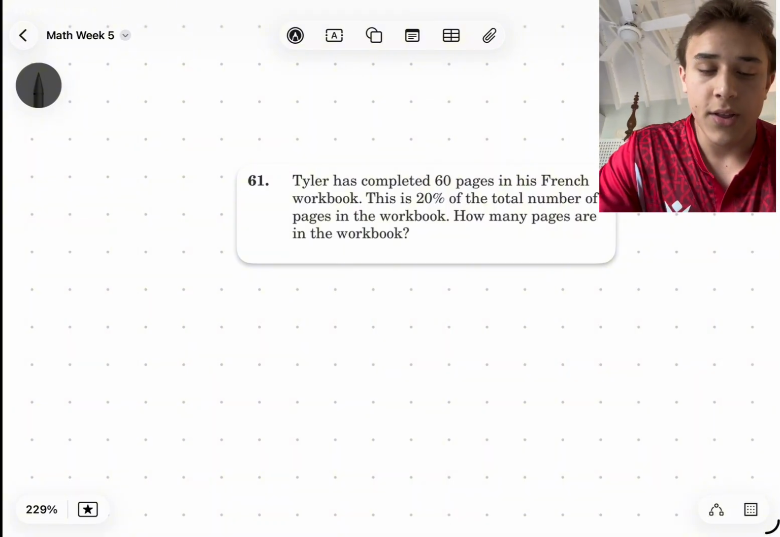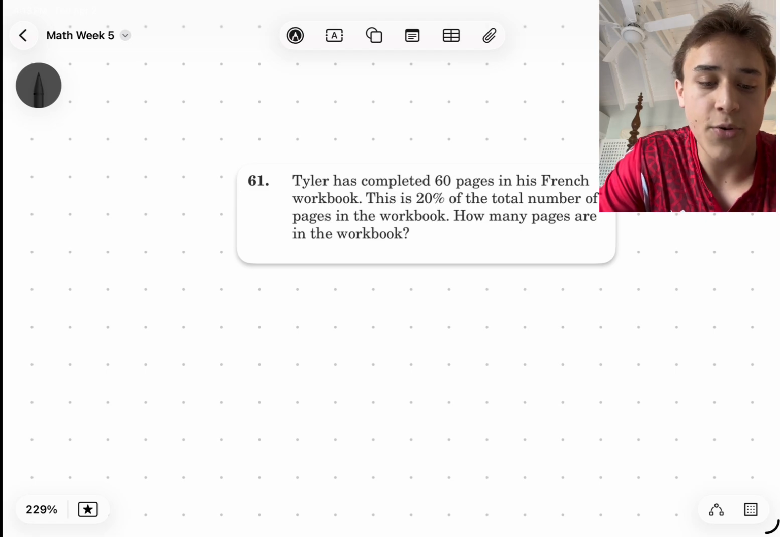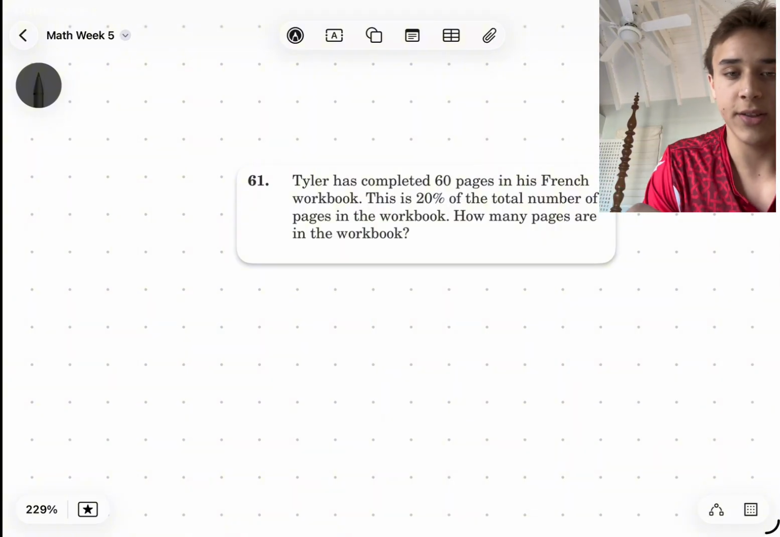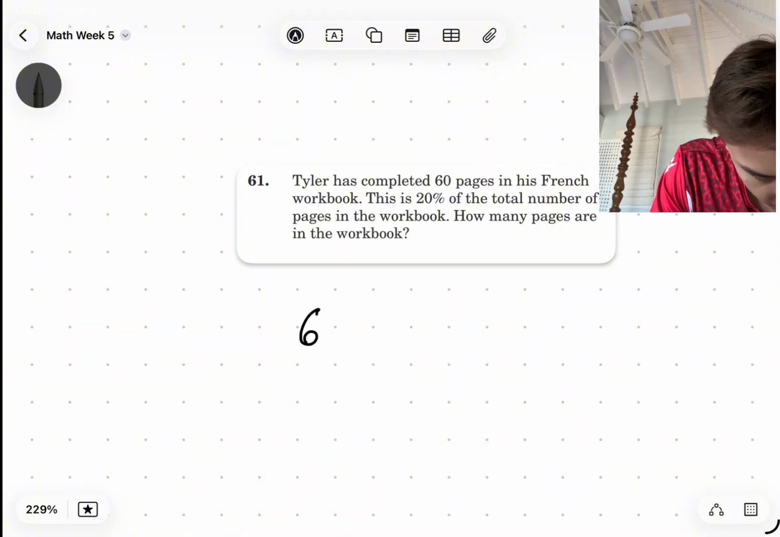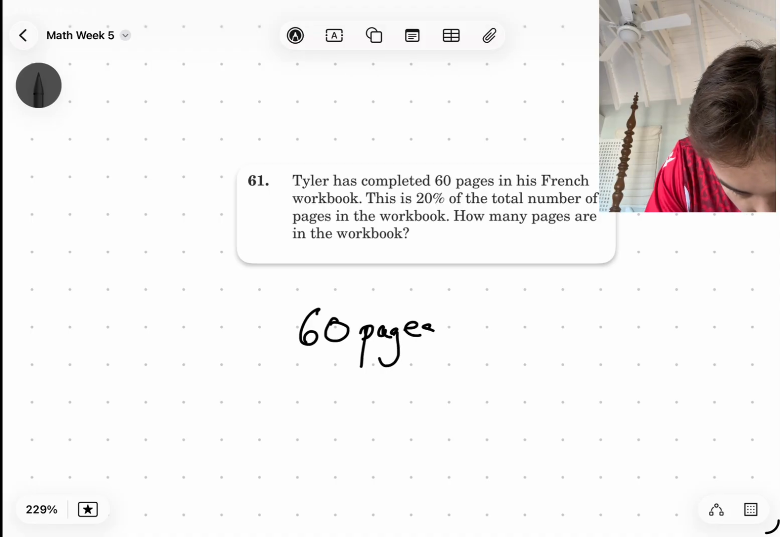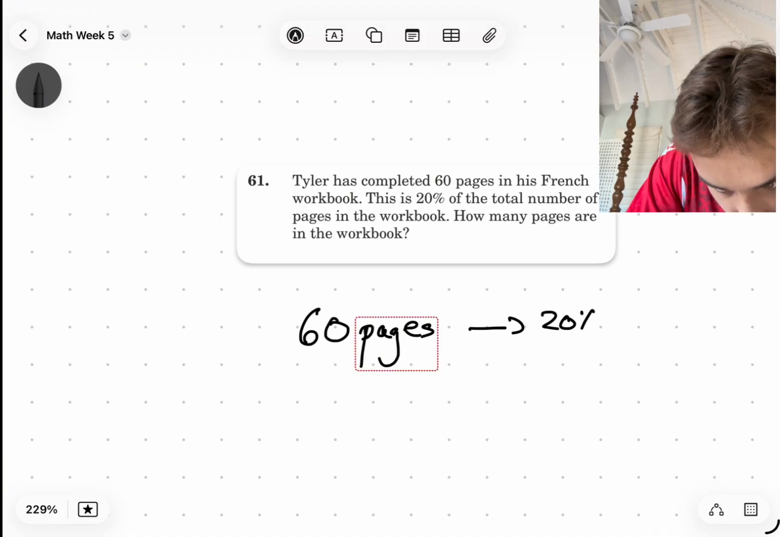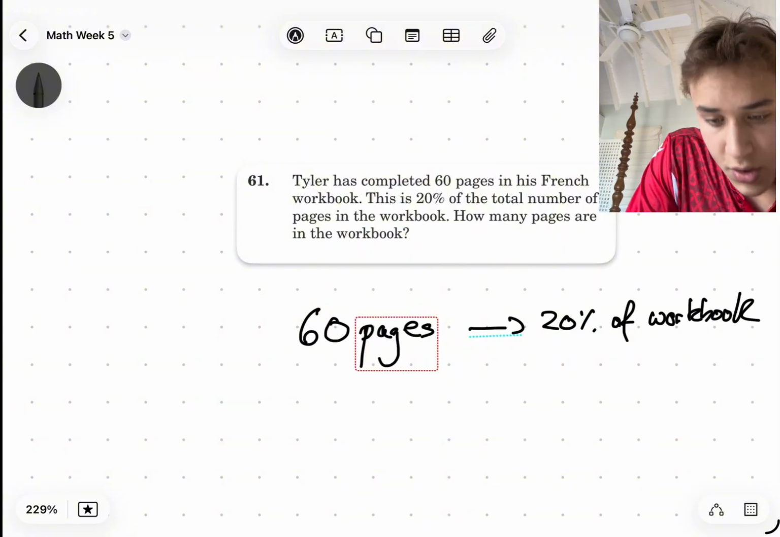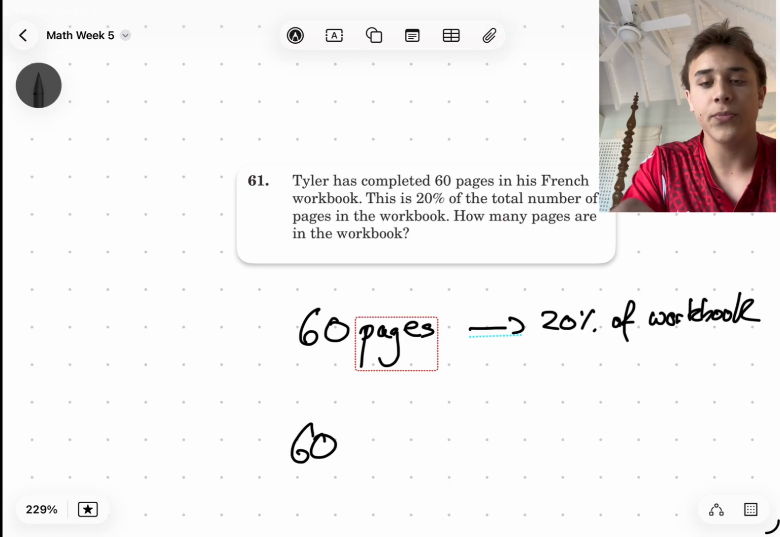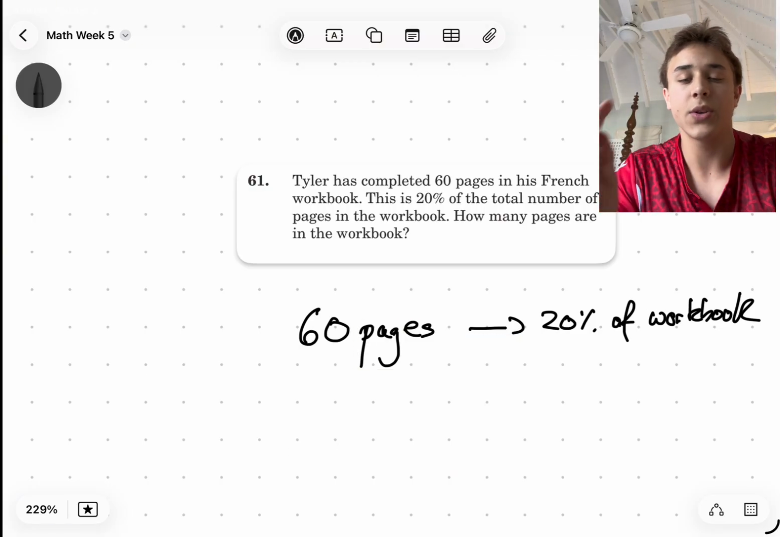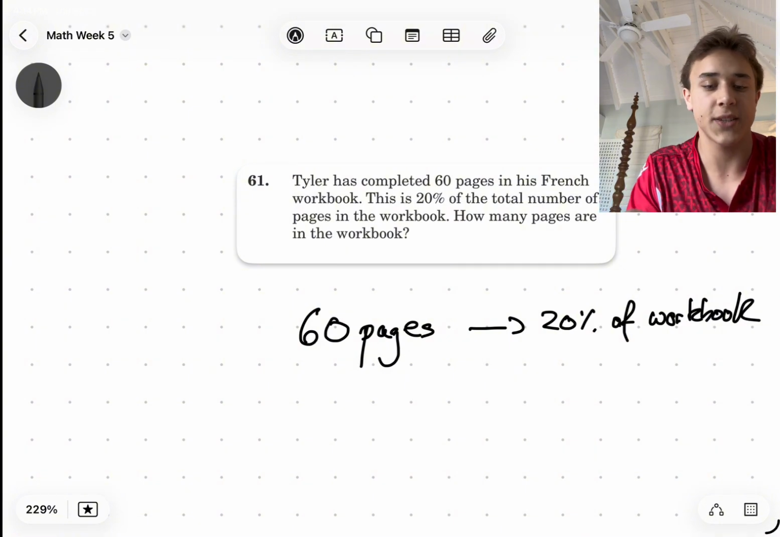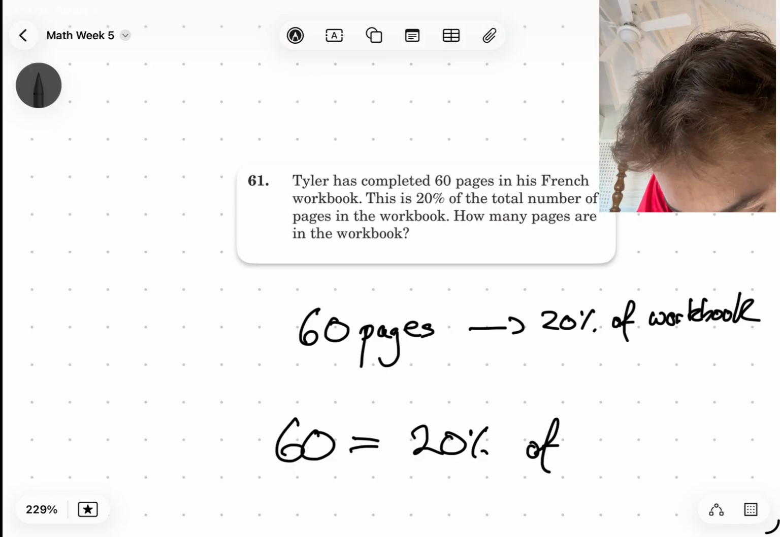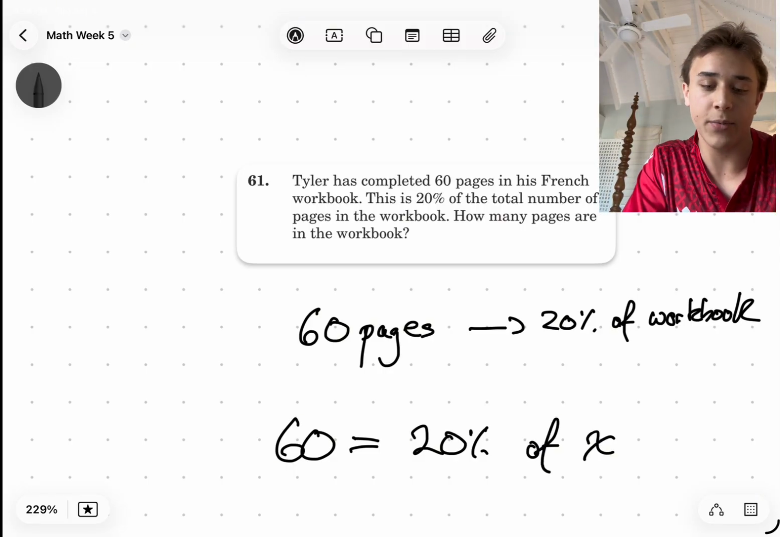The question is: Tyler has completed 60 pages in his French notebook. This is 20% of the total number of pages in the notebook. How many pages are in the notebook? We know that 60 pages corresponds to 20% of his notebook. We can assign the number of pages in his workbook to be X. So I know that 60 is 20% of X, because X is the number of pages, and we want to find what X is here.